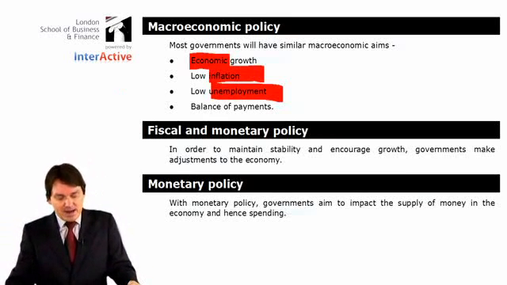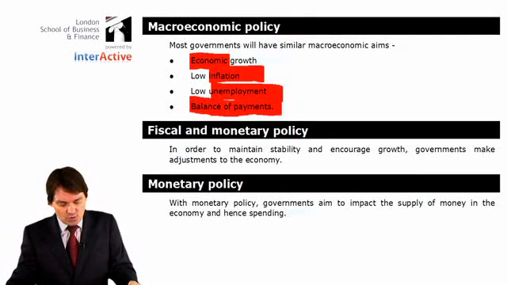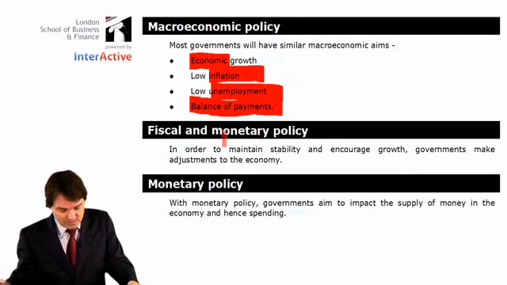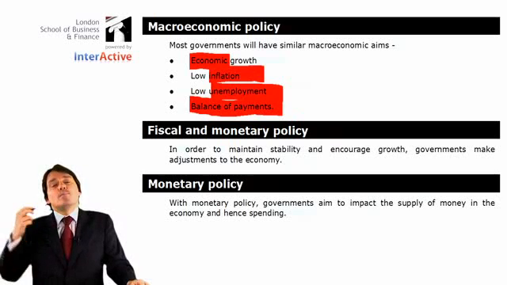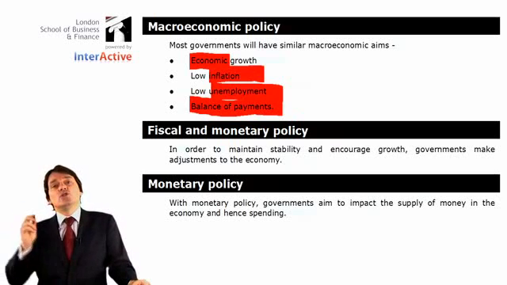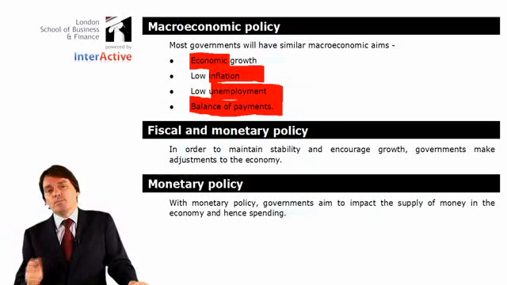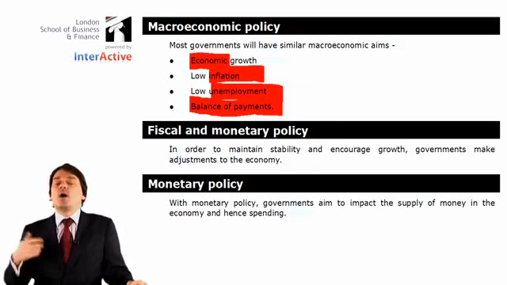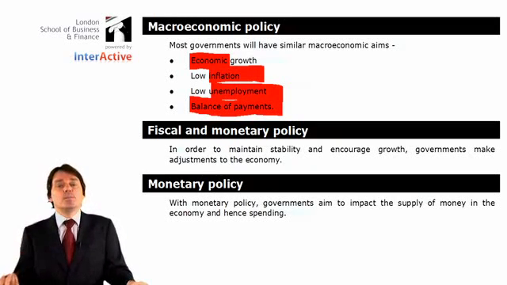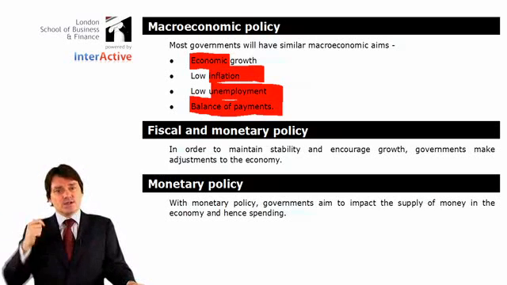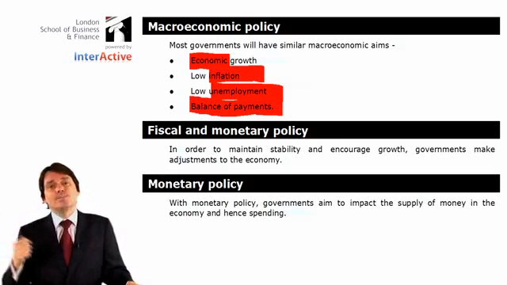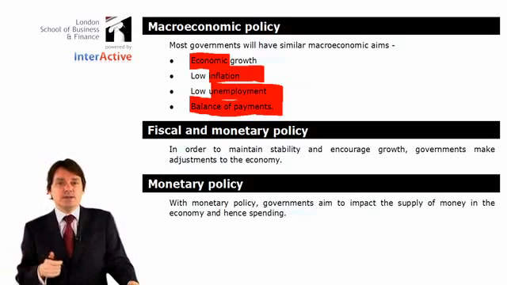Finally, we've got their macroeconomic policy, the balance of payments. As I said earlier, the balance of payments is all to do with money going out of the country, money coming into the country. Most countries don't want to owe too much money. So a balance of payments surplus, more money comes in than leaves, is better than a balance of payments deficit. More money is leaving than is coming in.